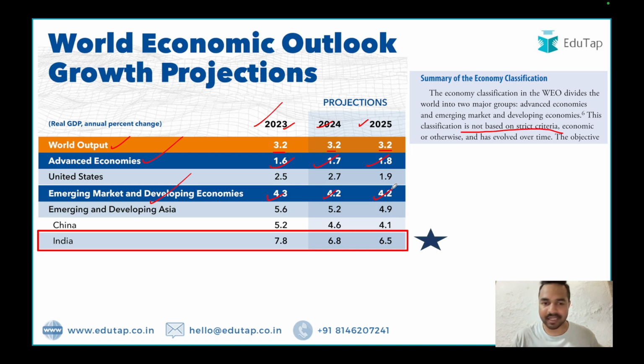Now guys, let's come to the most important data that we are required to cover from here: India's GDP growth forecast. For the year 2023 it is 7.8%, and it is going to moderate to 6.8% in 2024 and 6.5% in 2025. So when I talk about the World Economic Outlook, it provides these growth projections on a calendar year basis for all the other economies.